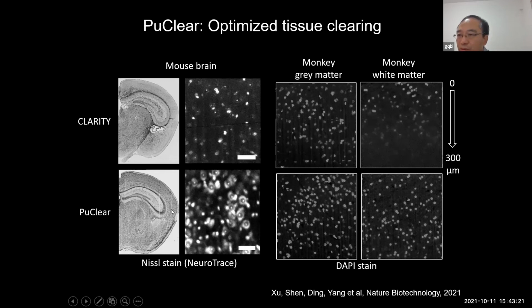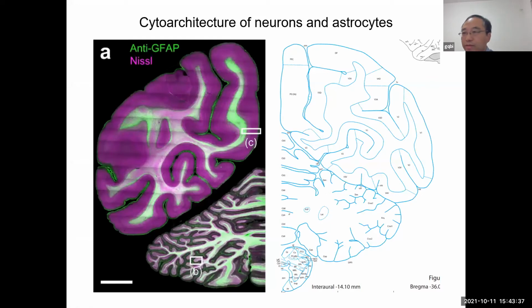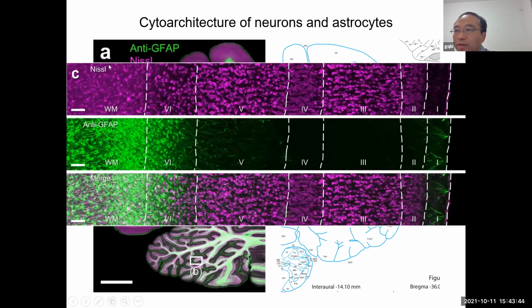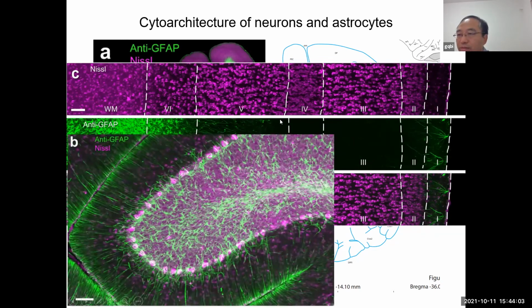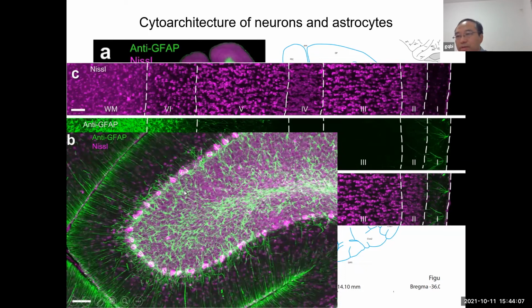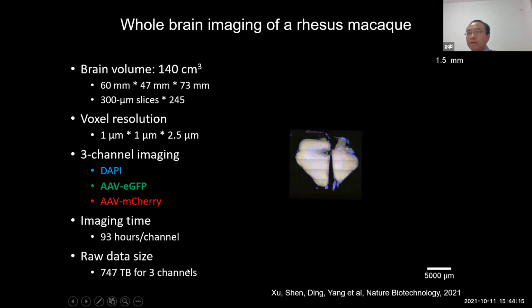Also, with Nissl staining, the gold standard of histological staining, PuClear preserves cell morphology much better than CLARITY. We can see some images of the monkey brain stained with Nissl stain, and also with antibody staining. This is anti-GFAP, which labels glial cells. We can see this nice layered structure of neurons and glial cells. And this, I think, is in the cerebellum, where you can also see glial cells and neurons.